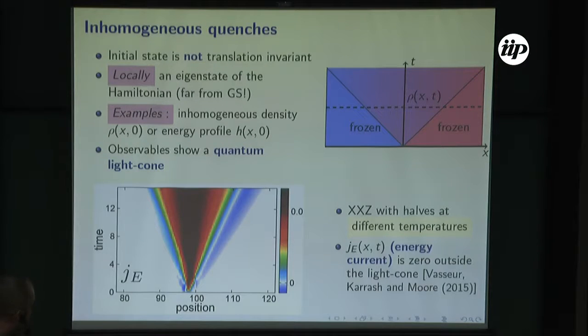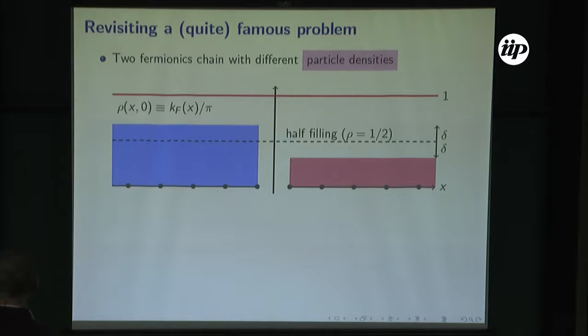So that's another example of this type of problem that was also studied, but for us this is not very important. You can also think of having different energy profiles, but this is not really related to the statement. Another type of inhomogeneous system that you can study is also interesting, but I will not speak about that. Now let me explain how you get this function rho of x, t for this simple problem.